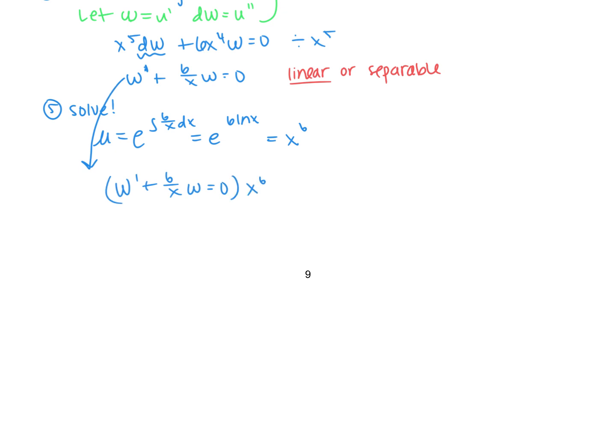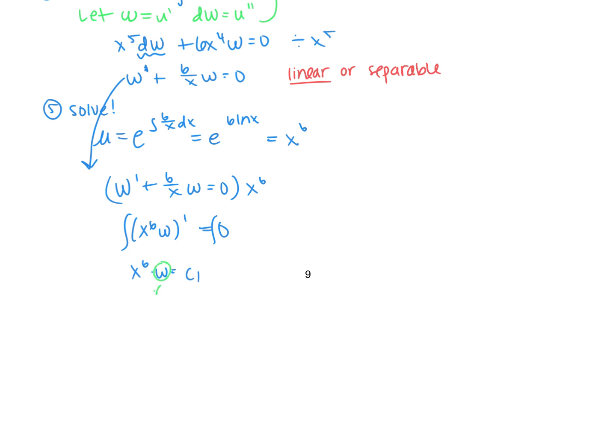When we do that, on the left side, we should have x to the 6th times w, the derivative of that product. And then if you remember, we're going to integrate. So we get x to the 6th times w is equal to c1. Okay, and now we're going to have to do that process of going backwards, resubstituting things.